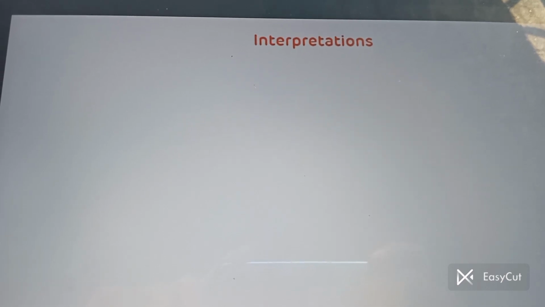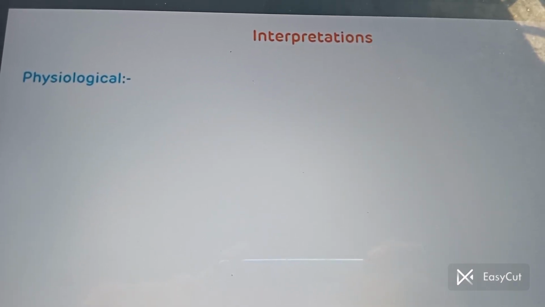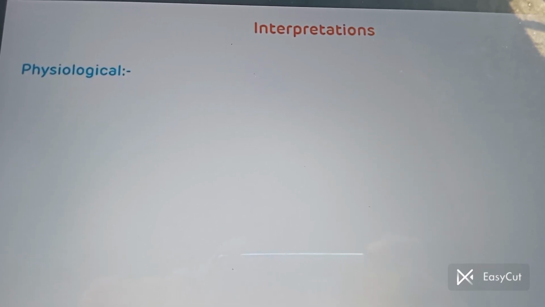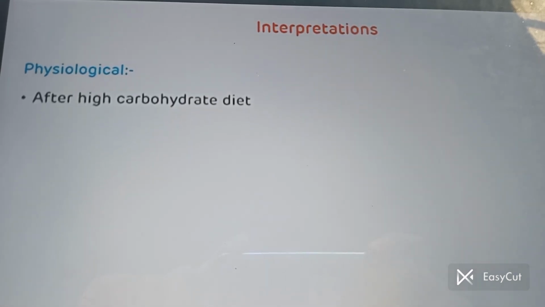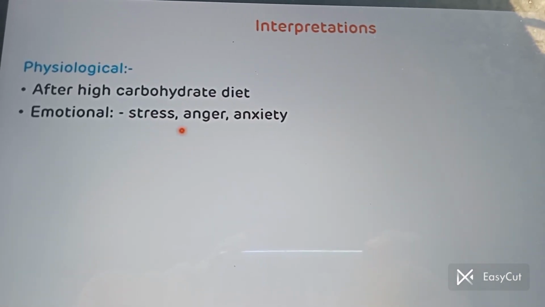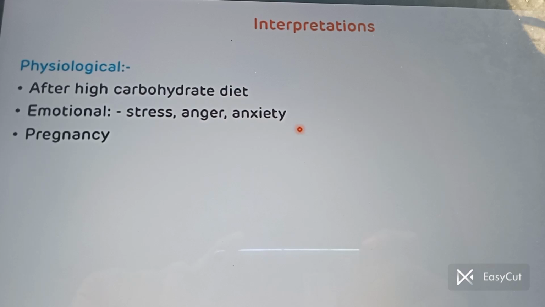Now, interpretations of value. First we will see the hyperglycemia, the possible reasons for hyperglycemia. There are physiological reasons and pathological reasons. The physiological reasons for hyperglycemia are a high carbohydrate diet, emotional distress, anger, and anxiety, which can also lead to hyperglycemia, and pregnancy. Pregnancy can also lead to hyperglycemia.